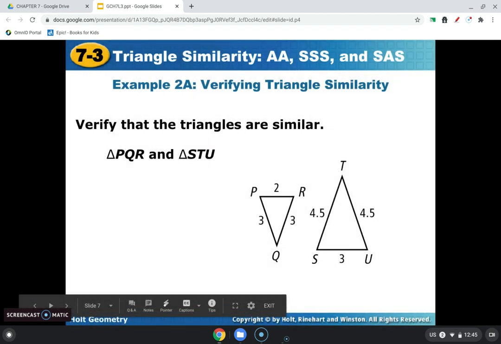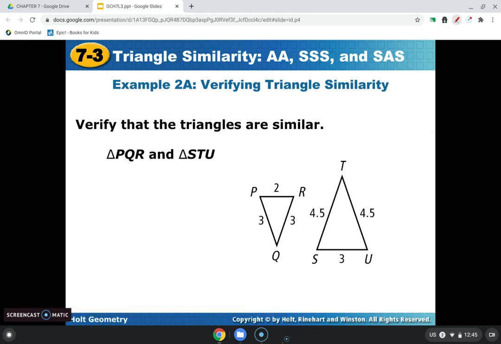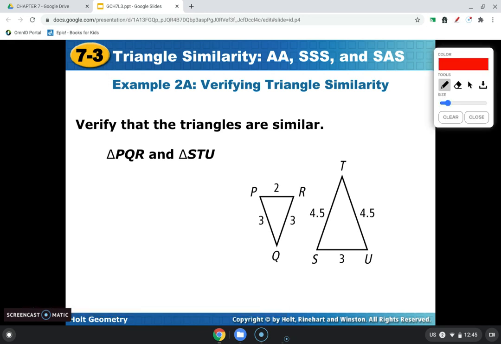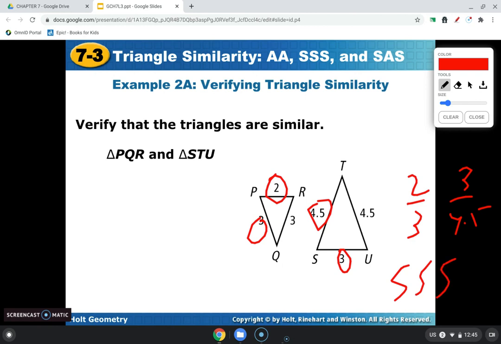So verify that the 2 triangles are similar. Well, those 2 would go together. So 2 over 3, and those 2 would go together, 3 over 4.5. Those would all be proportional. So those are similar by side-side-side.